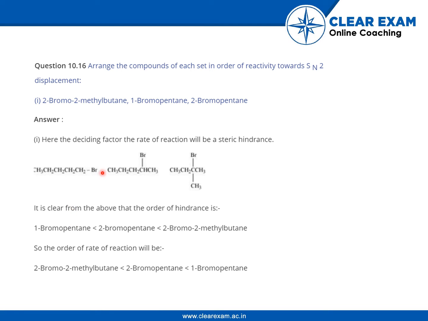Okay, so as you can see, this has 1 degree carbon, this is 2 degree carbon, this is 3 degree carbon. So the hindrance is maximum in this case, and the reactivity will be 1-bromopentane highest, then 2-bromopentane, then 2-bromo-2-methylbutane, because it is 3 degree, this is 2 degree, and this is 1 degree.